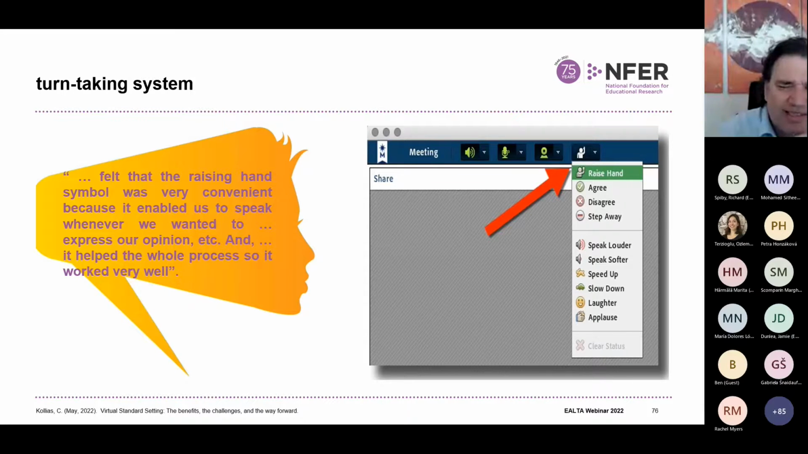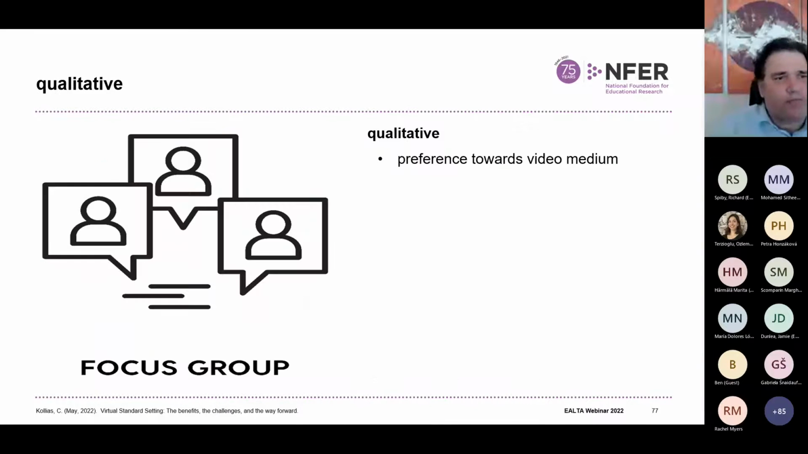Now remember, there's always some type of delay depending on where you are in sound. And I'm sure by now everyone's experienced this. If everyone jumps in and talks at the same time, then that's not going to work. I mean, no one's going to understand each other. So we had to have a turn-taking system. So qualitative, there was a preference towards the video medium.